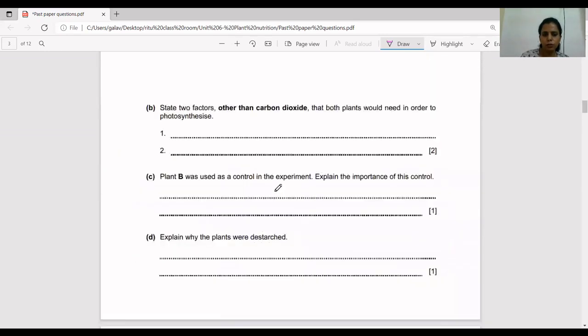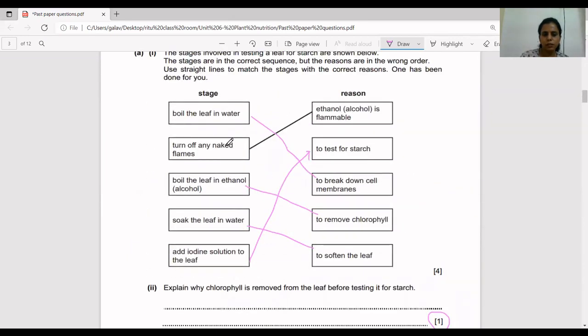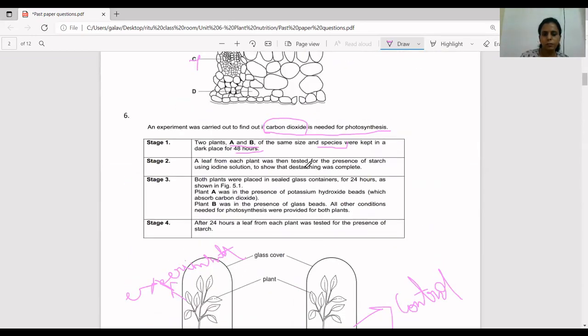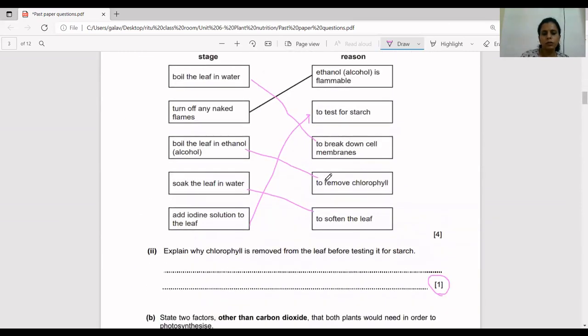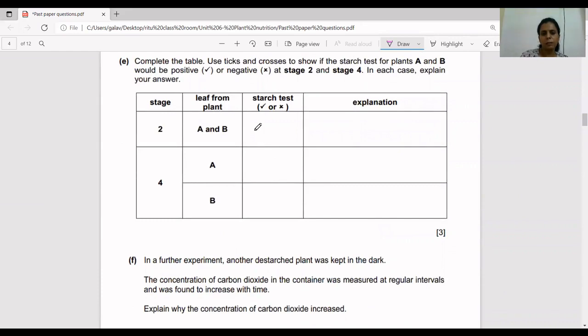Okay, so stage 2 is a leaf from each plant was then tested for the presence of starch using iodine solution to show the destarching was complete. Okay, so this was after destarching the plant. After you have destarched the plant, you will test the leaf from both plant A and B. Obviously, after destarching, no starch is present. Okay, so the starch test would be negative.